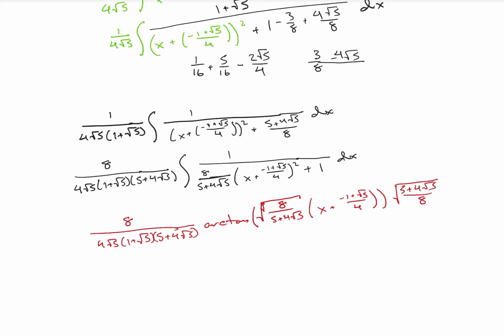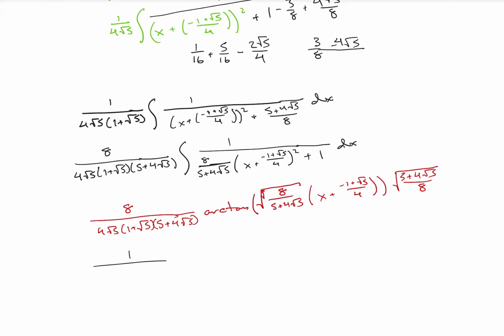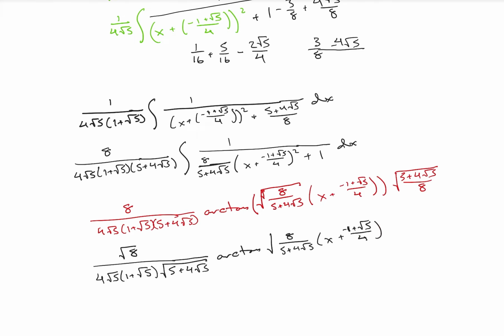So that's going to come into play a little bit. So this whole thing, as ugly as it is, will end up being 1 over 4 root 5 times 1 plus square root of 5. And then on the top, I'm going to have the square root of 8 after those cancel. On the bottom, I'm going to have the square root of 5 plus 4 root 5 times arctan of the square root of 8 over 5 plus 4 root 5, so x plus negative 1 plus square root of 5 over 4.